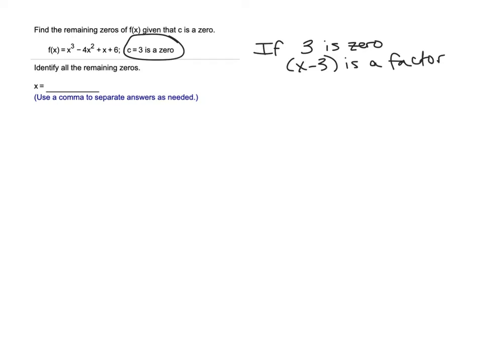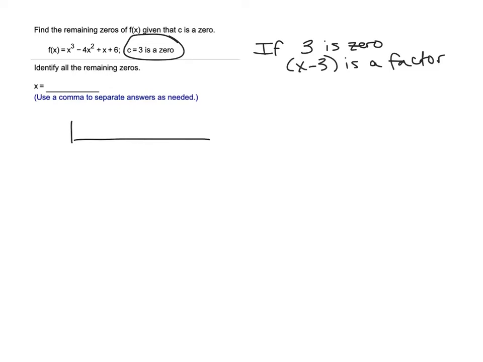And this means that if I divided x minus 3 into my function f of x, it would go evenly. That means there's no remainder left over. That's why we call 3 a 0. So what we need to do to work this is divide it. We're going to use synthetic division. Okay, let's do it right here.